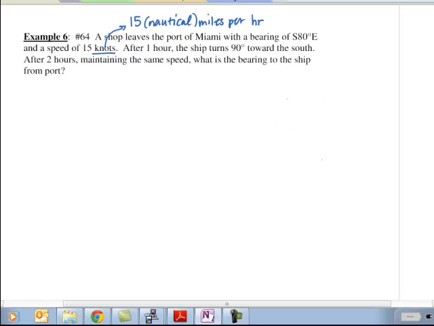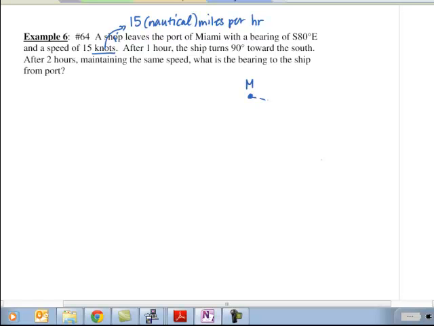So let's sketch a picture here. We've got the Port of Miami. We'll call that M for Miami. Let's say a ship is leaving, not a shop. So a ship leaves that port with a bearing of south 80 degrees east. So what that's saying is we're going 80 degrees east of south.